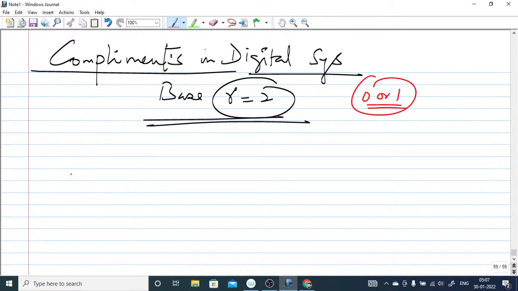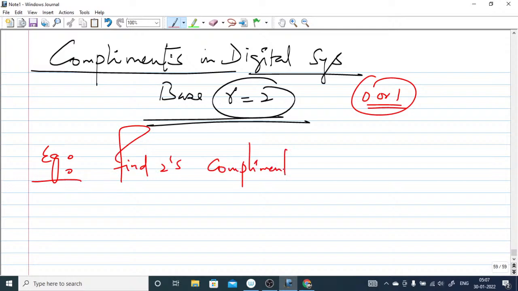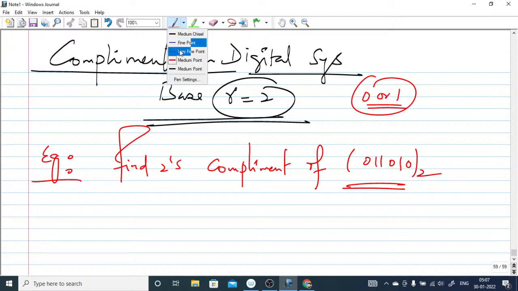So suppose somebody is asking you, or in the GATE examination the question is like, find the 2's complement of the given binary number, that is 0 1 1 0 1 0, right? They are asking for the 2's complement, and the base is the same, binary only. So what you have to do is find the 1's complement first, then add 1, right?